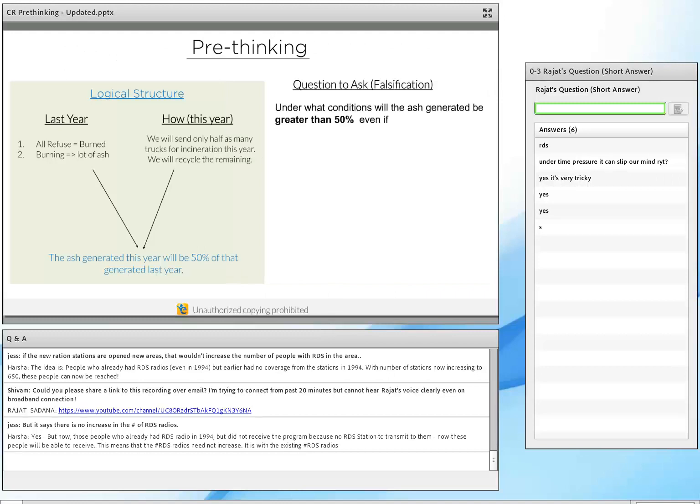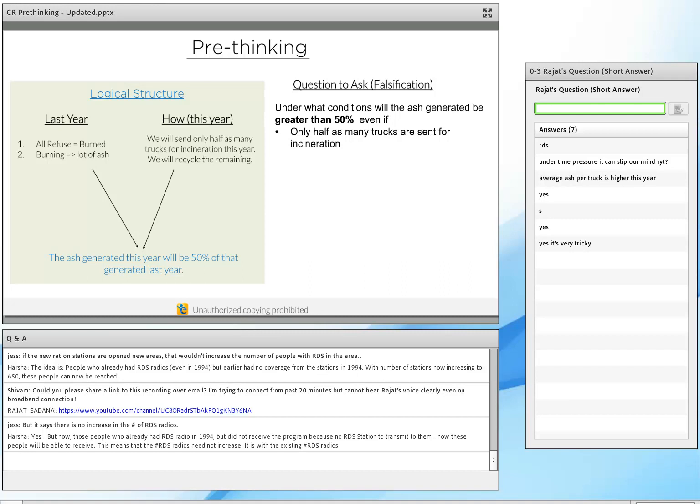So, what's my falsification question? It's the same structure. Under what conditions? Remember, you see this consistency across. Will the ash generated be greater than 50%? Why? Because we are trying to falsify the conclusion. Even if we only send half as many trucks for incineration.